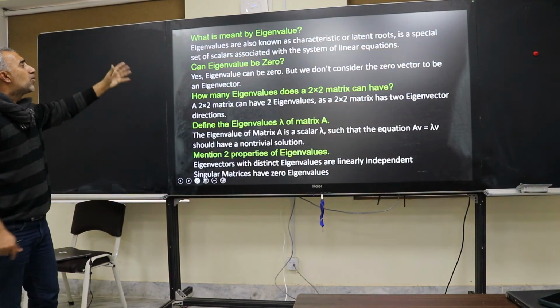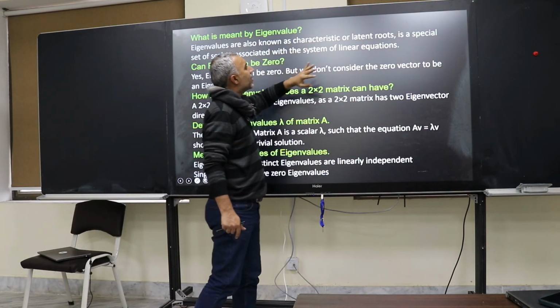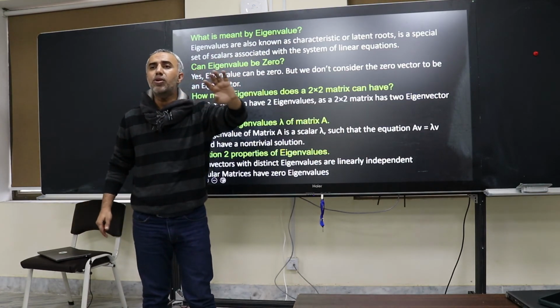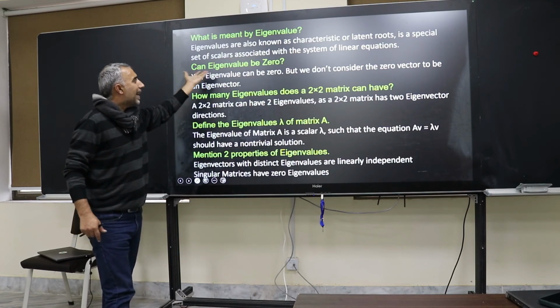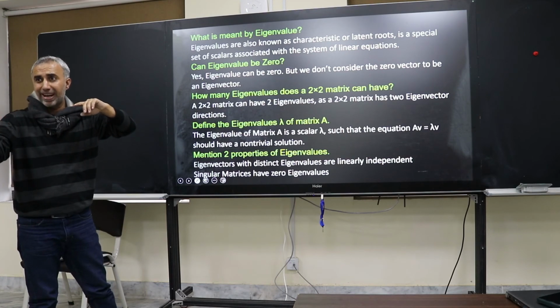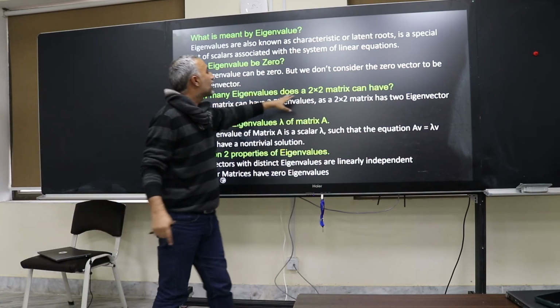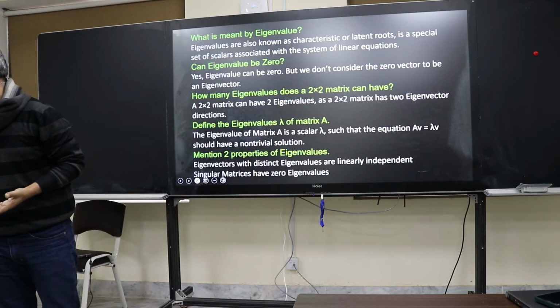What is meant by eigenvalue? Eigenvalues are basically characteristics or latent roots associated with a system of linear equations. We are talking about linear data. That is the eigenvalue. Can an eigenvalue be zero? Yes. You should not forget it, because if you do not study hard, then you will get zero. Though I should not promise this. How many eigenvalues can a 2 by 2 matrix have? If the matrix is 2 by 2, then there are 2 eigenvalues.